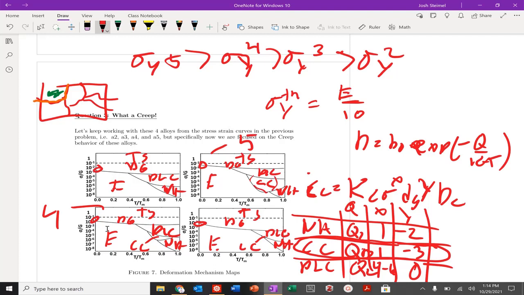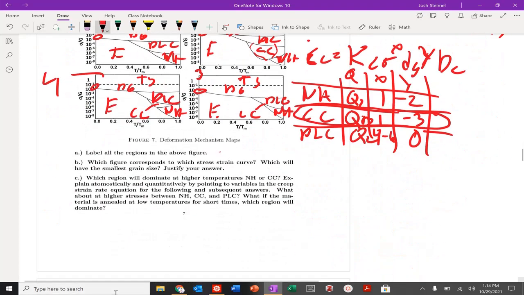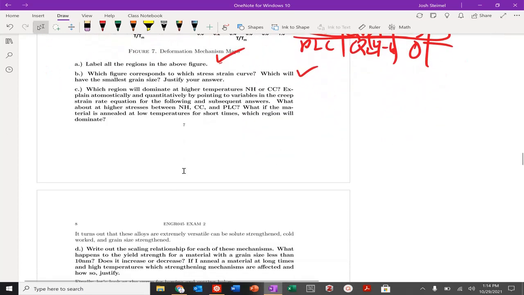So if we're assuming grain size strengthening, it means that my DG of 5 is less than my DG of 4, is less than my DG of 3, is less than my DG of 2. So 5, 4, and then this is going to be 3. This is going to be my 2. So label all the regions. Justify our answers here. Which region will dominate at higher temperatures?